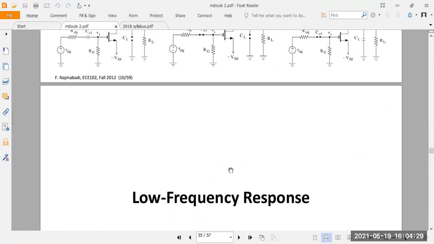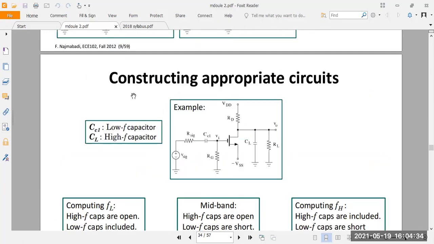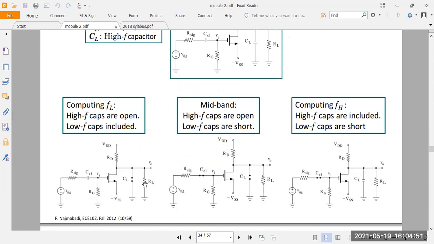Next, you take this diagram, constructing the appropriate circuit. Here they have taken the high frequency response and low frequency response. For the high frequency response, the capacitor acts as an open circuit, and for low frequency, the capacitance acts as a closed circuit. This is for the FL side and this is for the FH side. On the FH side, what happens here? The high frequency capacitances are open, but the low frequency capacitances are closed. In mid frequency, what happens here? High frequency capacitances are open and low frequency capacitances are closed. Understood?